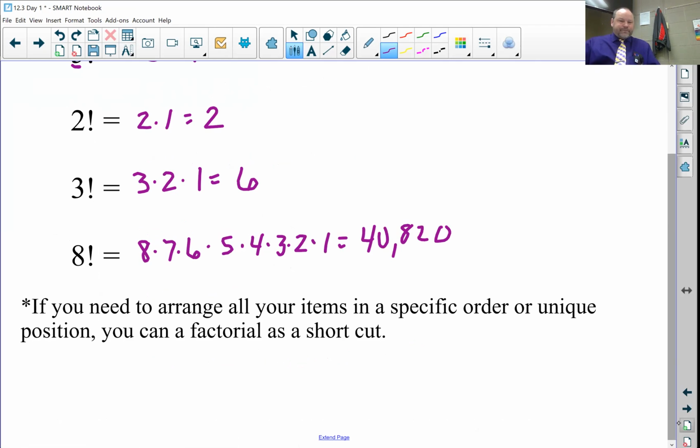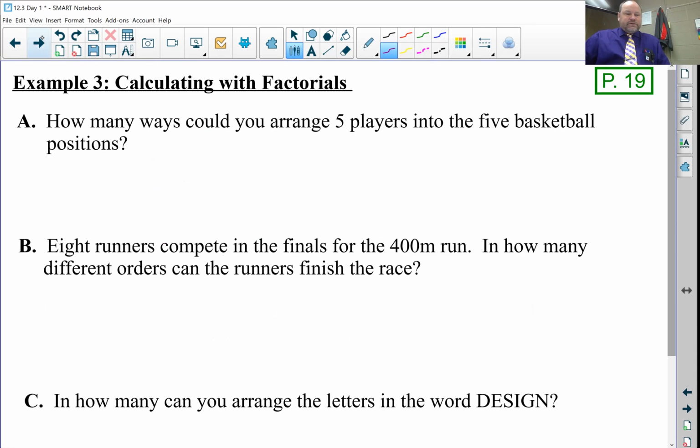All right, so factorial would be used if you needed to take every item and arrange it in a specific order or a unique position. We'll see some examples here in just a second. So you have 5 players on a basketball team and you want to arrange them in the 5 different positions: point guard, shooting guard, small forward, power forward, and center. How many ways can you do that?